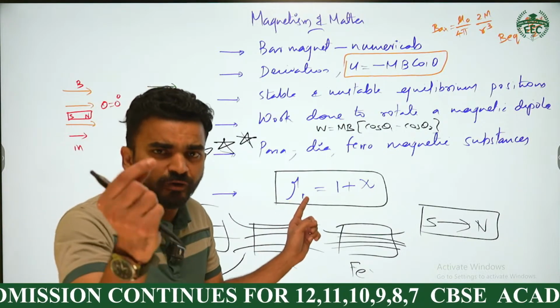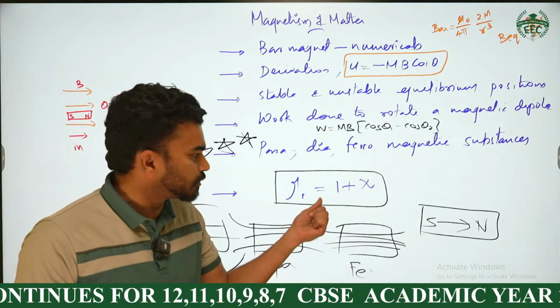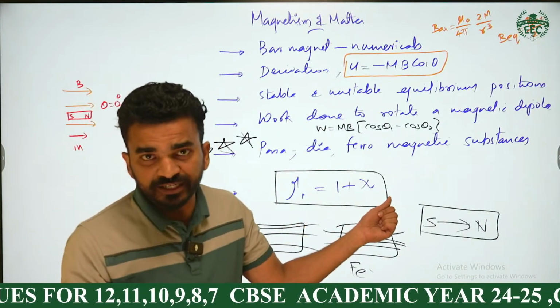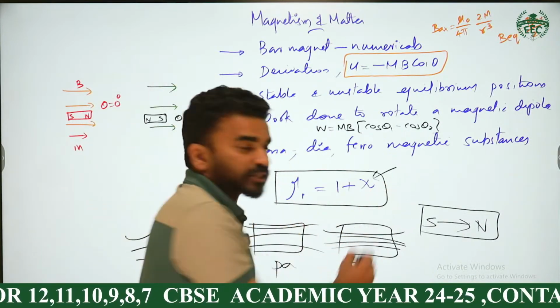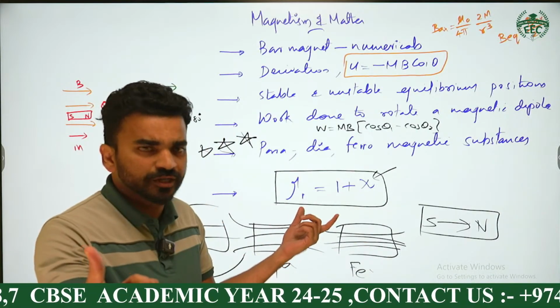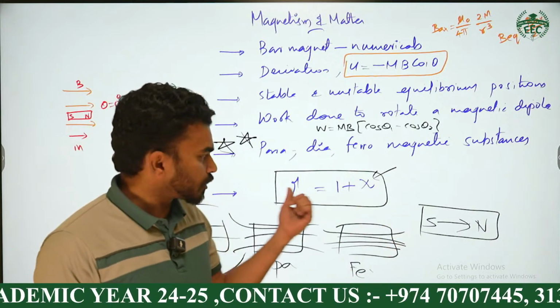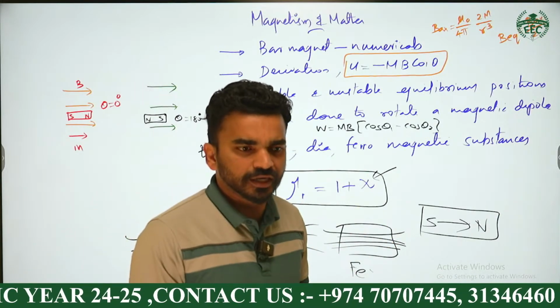You can get one more really easy question. Mu r, the relative permeability, is equal to 1 plus chi, where chi is called susceptibility. They will provide you a susceptibility of something like 5000. Then what is the relative permeability? That kind of short answer question only. So 5000 plus 1 will be the relative permeability.